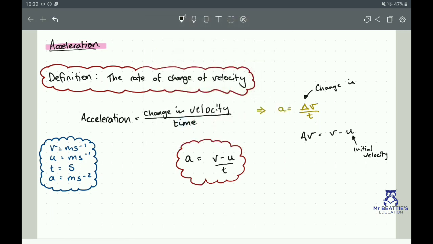So a is v minus u over t because the acceleration of an object is its change in velocity divided by its time. Okay, so I've got a couple of worked examples we're going to go through that'll help you with this week's worksheet.